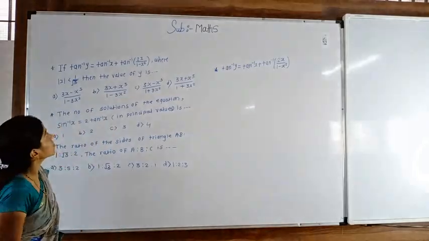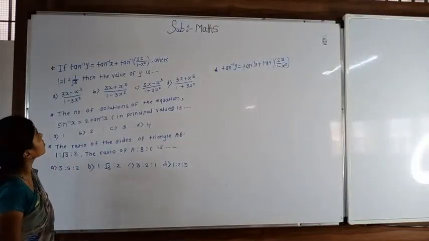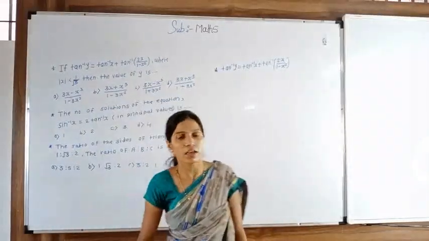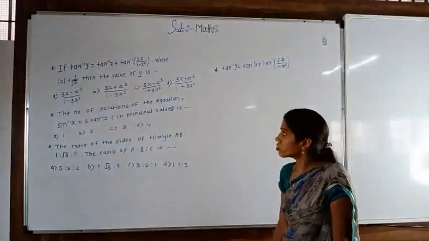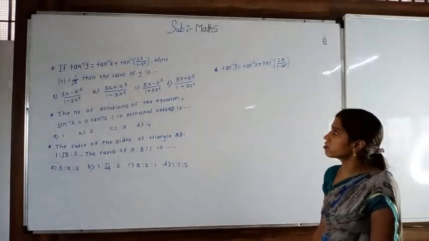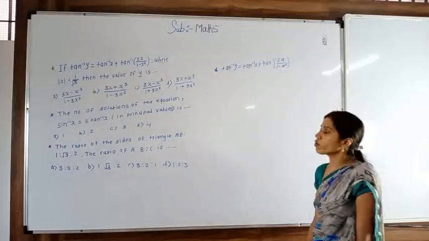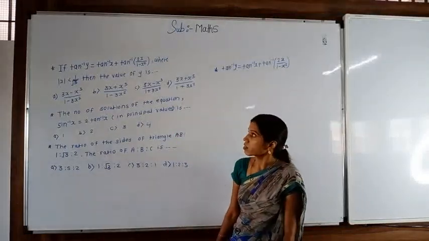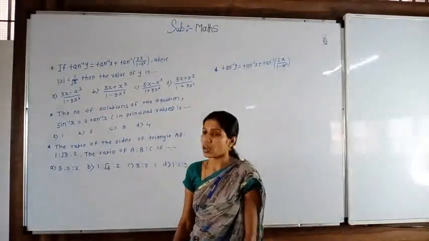Let's move towards the next MCQ. See here, if tan inverse y is equal to tan inverse x plus tan inverse of 2x divided by 1 minus x square, where mod of x is strictly less than 1 by root 3, then the value of y is.